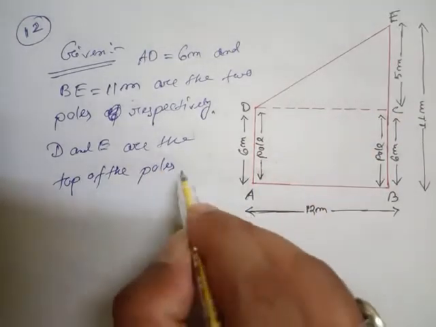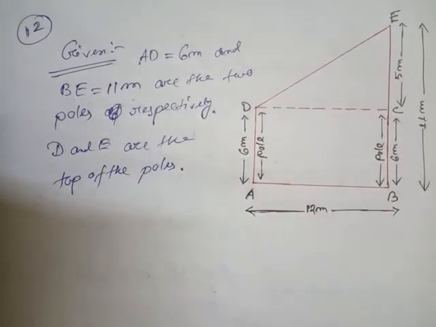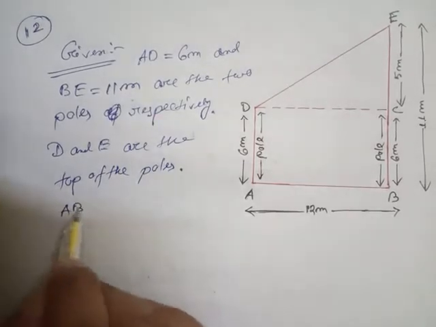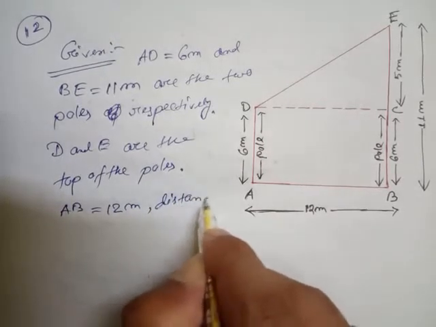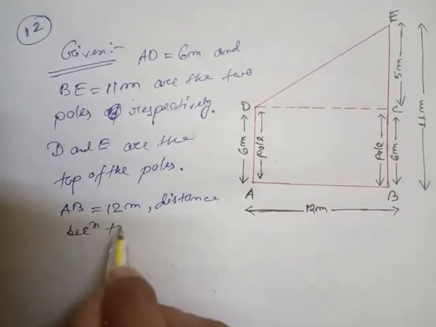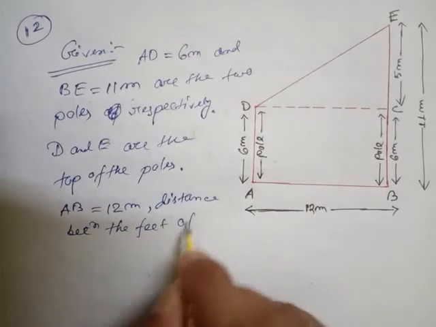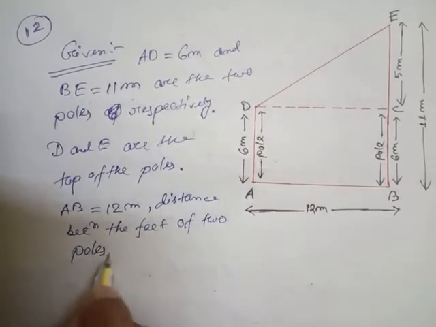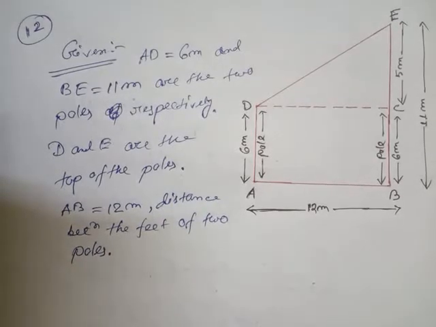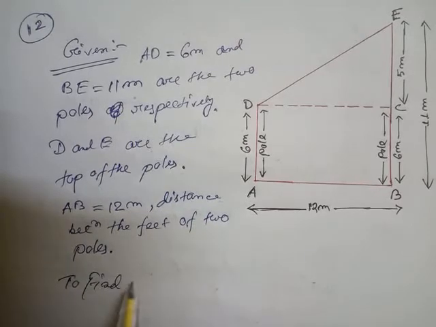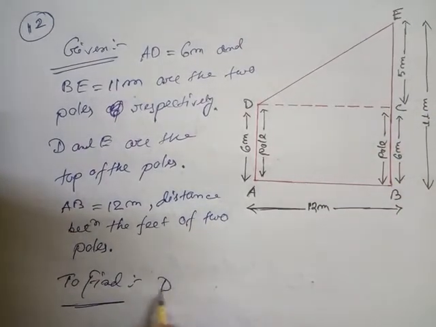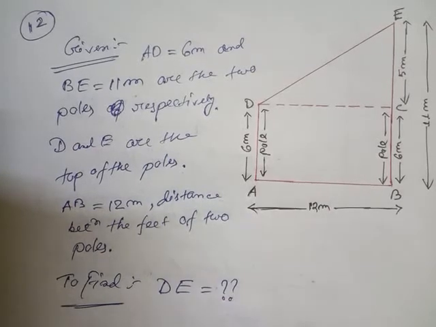Now look, students, after that, AB is the distance between the feet of the two poles. So we'll write down here that AB equal to 12 meter, distance between the feet of two poles. Now look, students, after that, here we have to find out DE. So this is the given portion already. Now here we'll write down to find DE. So we'll write down here DE equal to question mark.